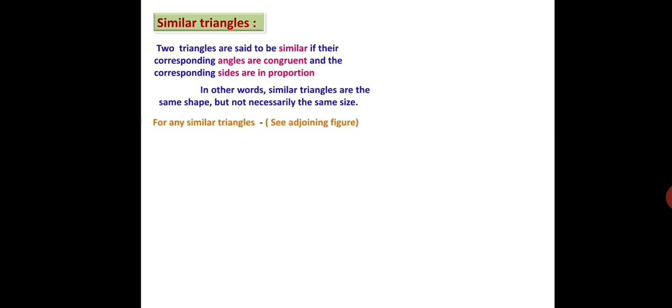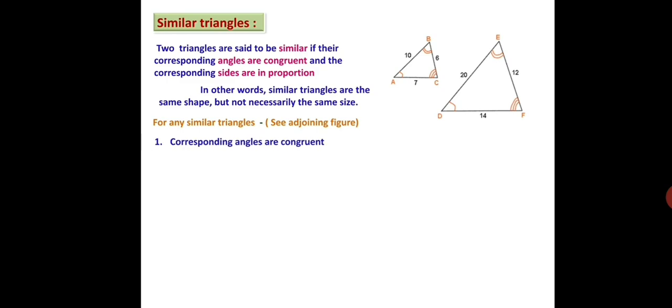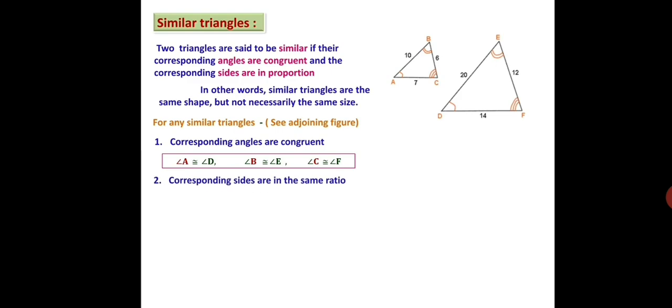For similar triangles, see the adjoining figure wherein triangle ABC and triangle DEF are shown. The corresponding angles are shown with identical marks and the side measurements are given. Corresponding angles are congruent in case of similar triangles. Therefore, angle A is congruent with angle D, angle B congruent with angle E, angle C congruent with angle F. Their corresponding sides are in the same ratio.